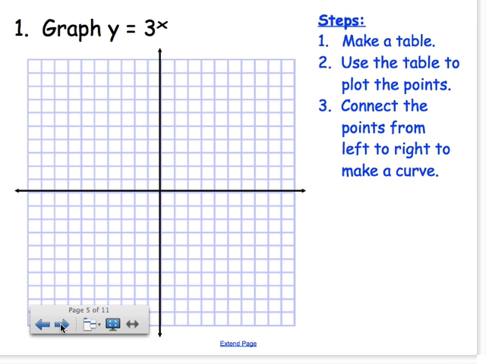Let's look at the next one. What if I want to graph 3 to the x? You're going to notice I have steps on the right side. I think we'll do that at least initially, and then eventually we'll get to a good enough point that we don't necessarily need to make a table anymore. But for the time being, it's not a bad idea to do.